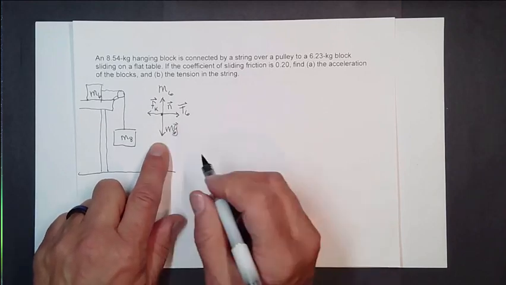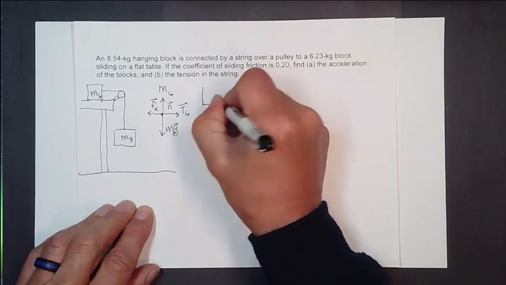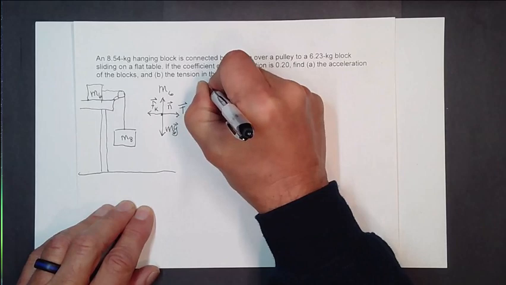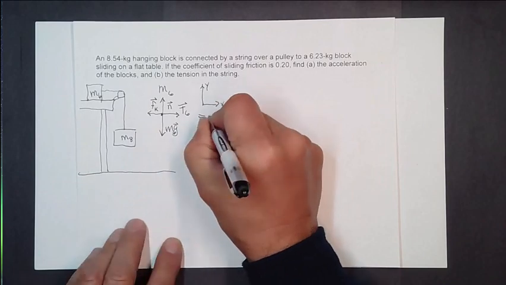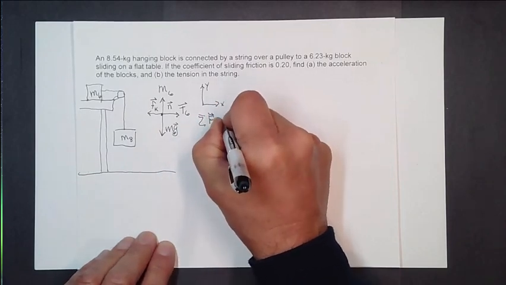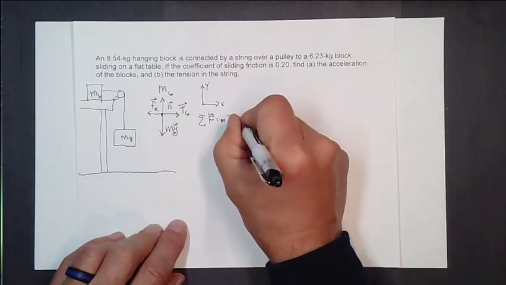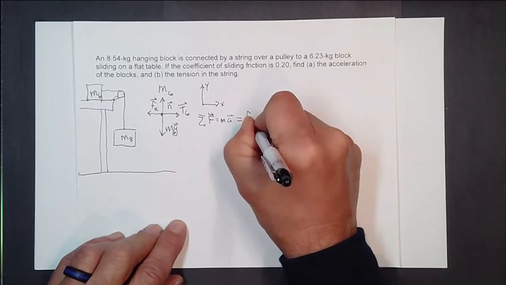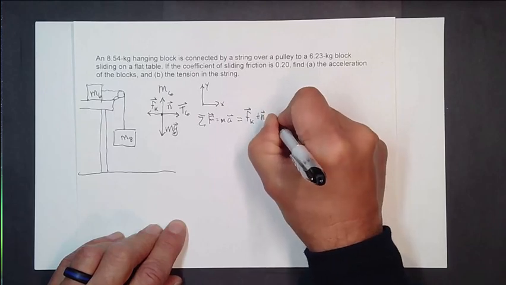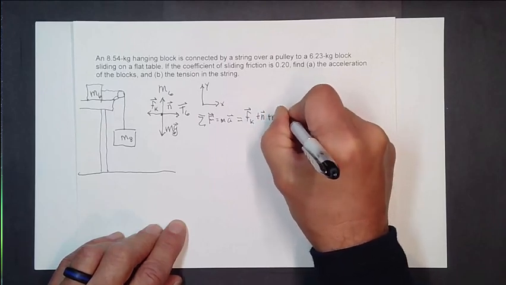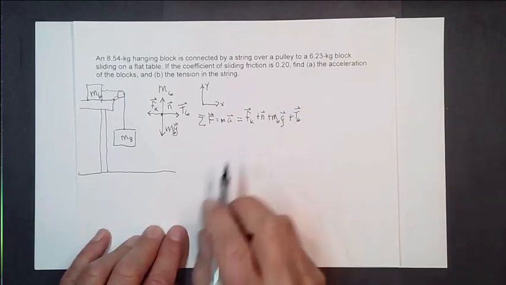If I pick a coordinate system for that one where x points to the right and y points up, I can start off with the sum of the forces equals MA. For this particular problem, it'll be F sub k plus N plus M6G plus T6, those things are going to equal 0.